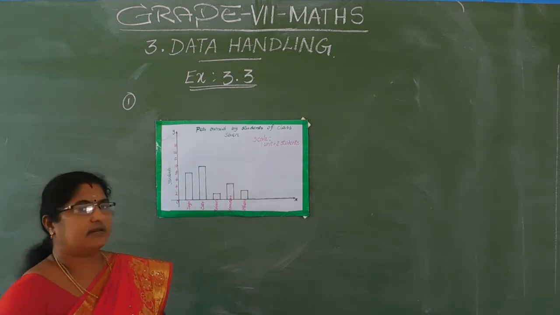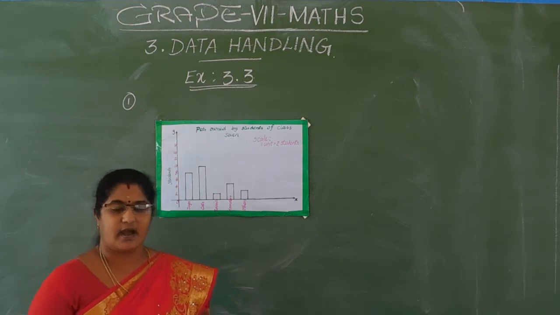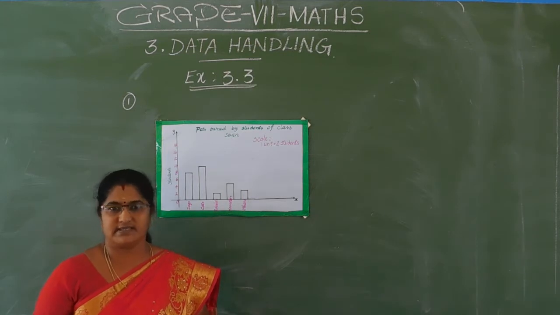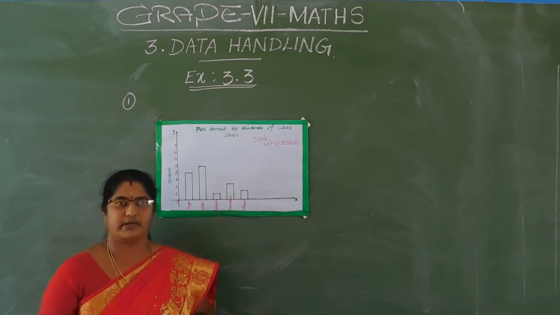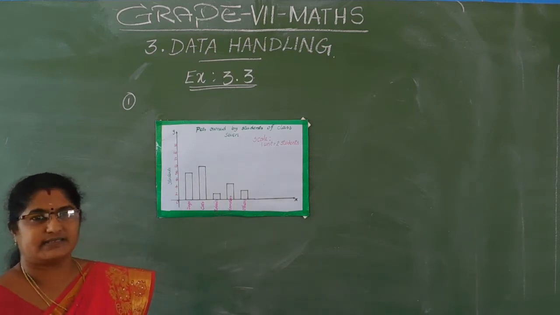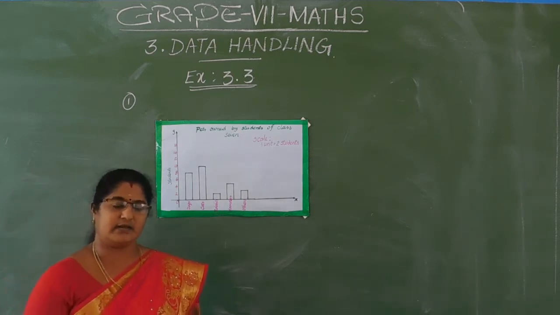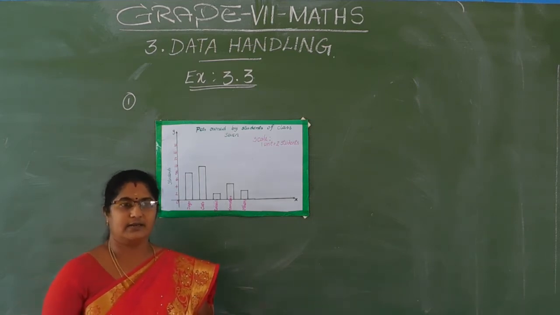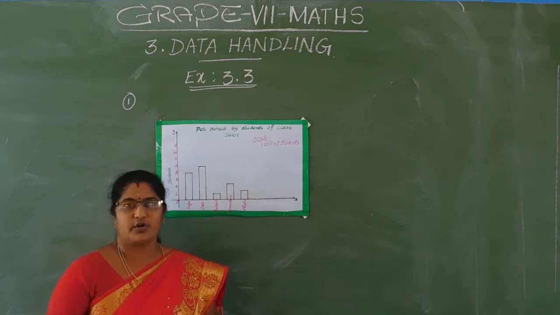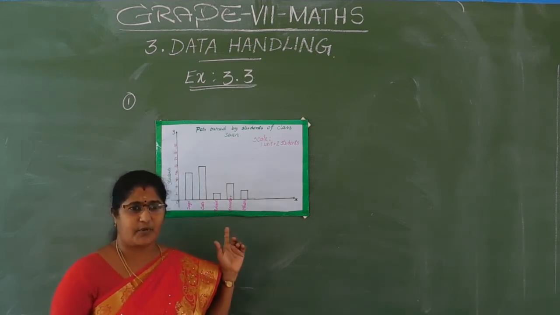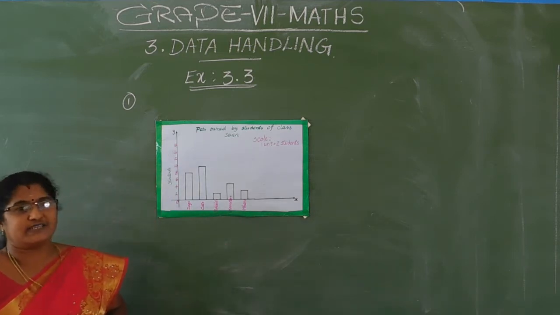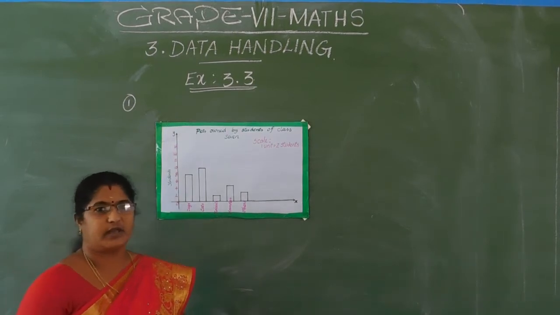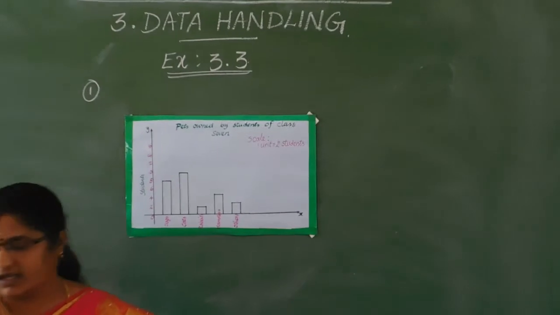In that chapter we already saw two exercises: arithmetic mean, range, median and mode. We found all of these. Next we are going to see the bar graph. You already learned the single bar graph in 6th standard and lower classes, and now we are going to learn the double bar graph. In our exercise 3.3, we are going to see both single bar graph and double bar graph.